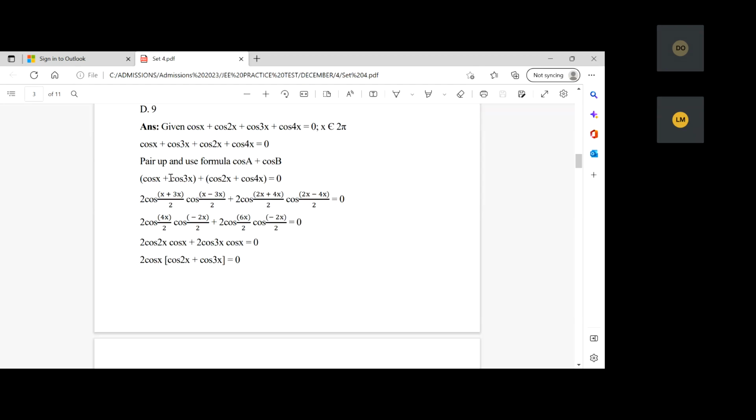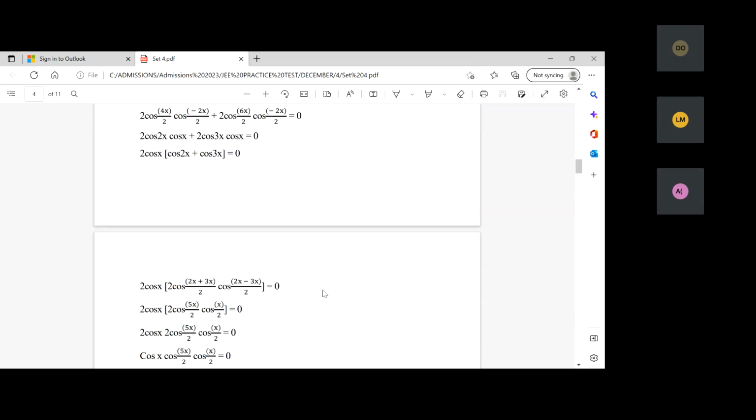So what will this be? Cos A plus cos B is 2 cos of (A plus B) by 2 times cos of (A minus B) by 2. So substitute it here. It will be 2 cos of (x plus 3x) by 2 cos of (x minus 3x) by 2, plus 2 cos of (2x plus 4x) by 2 cos of (2x minus 4x) by 2. So this will be 4x, this will be minus 2x, this will be 6x, and this will be minus 2x by 2. So you can get it simplified as 2 cos 2x cos x plus 2 cos 3x cos x equal to 0. So 2 cos x you can take outside and you have this same.